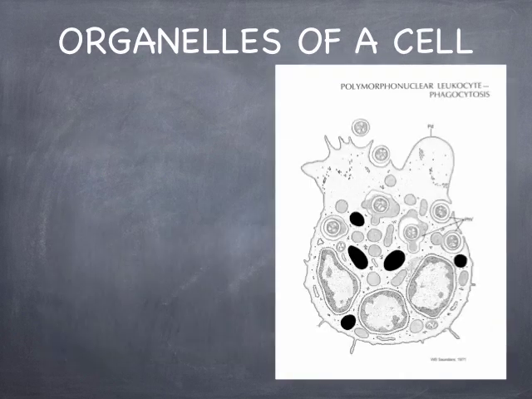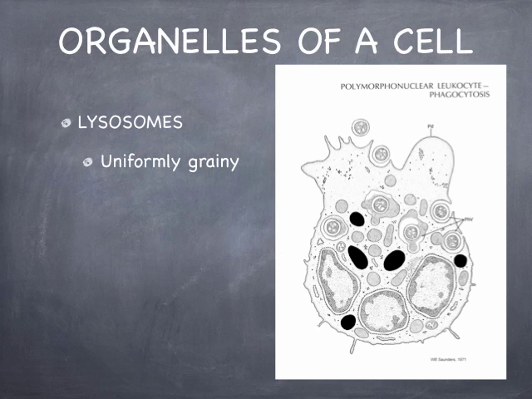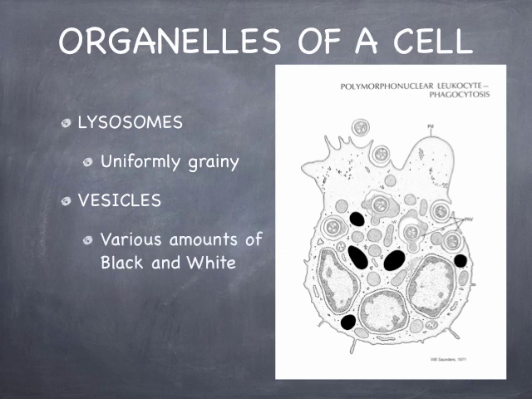Let's look at one last cell that really is an excellent example of both lysosomes and vesicles. This, again, is the polymorphonuclear leukocyte. This leukocyte has within it many, many lysosomes. They are uniformly grainy, as we said before. They're not all perfectly round. This has within it vesicles. Remember, vesicles can have a variety of black and white appearance to them. They can be all black, they might be all white, whatever.